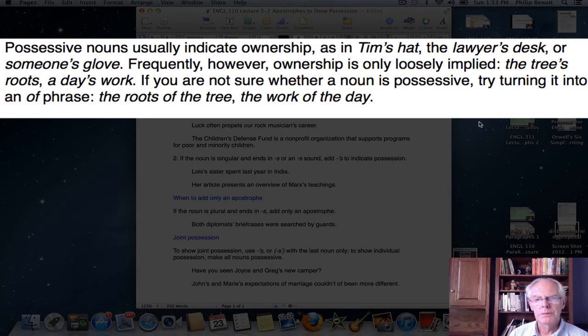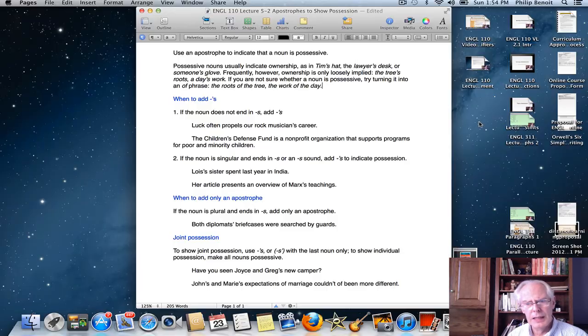The tree's roots, a day's work, an expression we hear all the time: it's all in a day's work. And very often we see that written out and probably sometimes don't even notice without the apostrophe S. That too requires an apostrophe S to show possession. And if you're not sure if you should use an apostrophe S, you can always use an of phrase here. The authors suggest here that you say roots of the tree or the work of the day. And if that's the kind of translation of what you're trying to communicate, then you do need the apostrophe S to show possession.